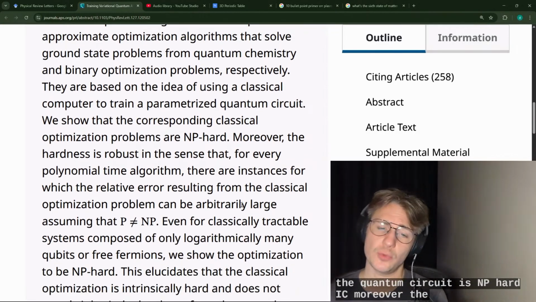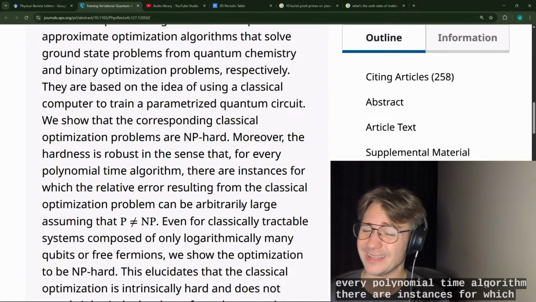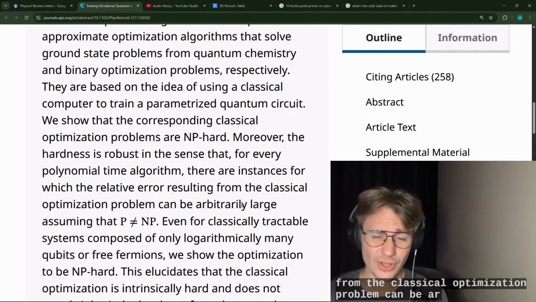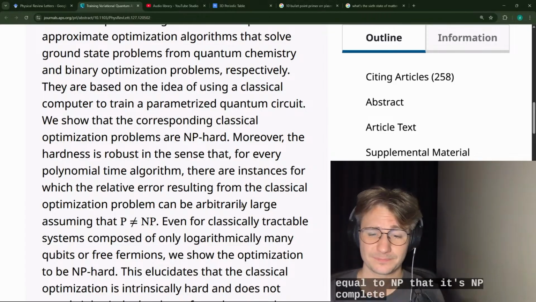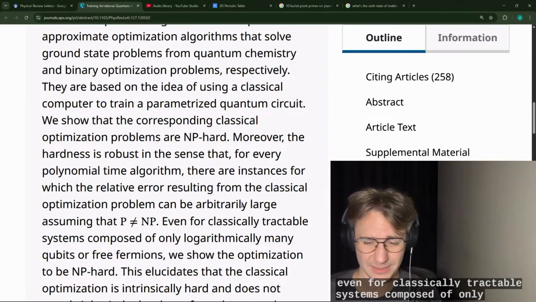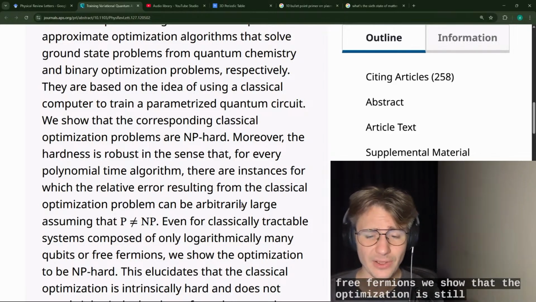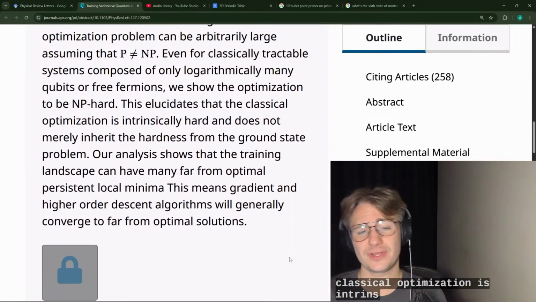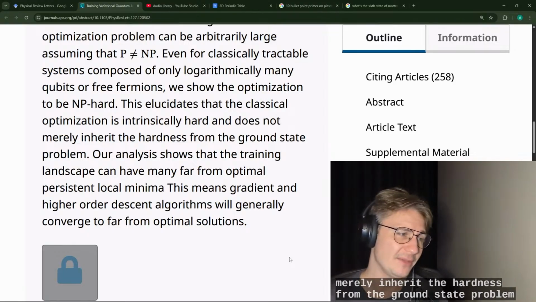Moreover, the hardness is robust in the sense that for every polynomial time algorithm, there are instances for which the relative error resulting from the classical optimization problem can be arbitrarily large, assuming that P is not equal to NP, that it's NP complete. Even for classically tractable systems composed of only logarithmically many qubits or free fermions, we show that the optimization is still NP hard, which elucidates that the classical optimization is intrinsically hard and doesn't merely inherit the hardness from the ground state problem. Wow, interesting.